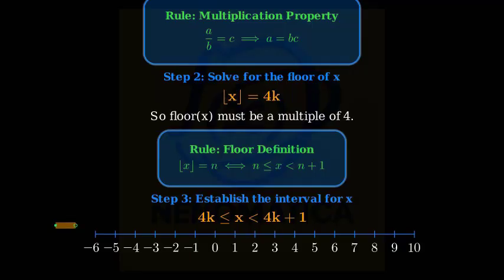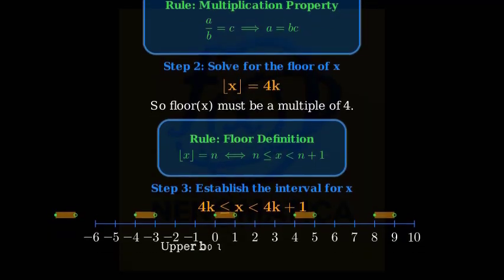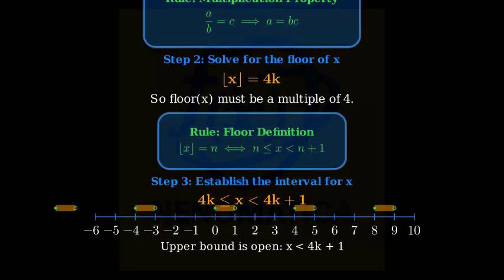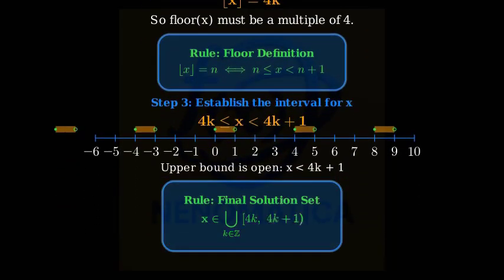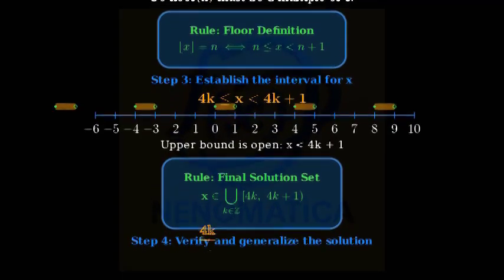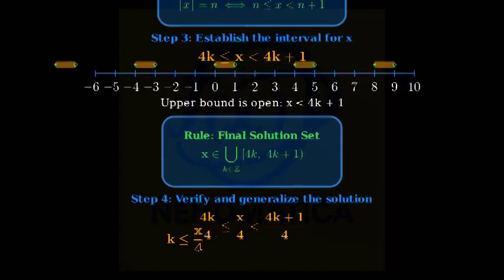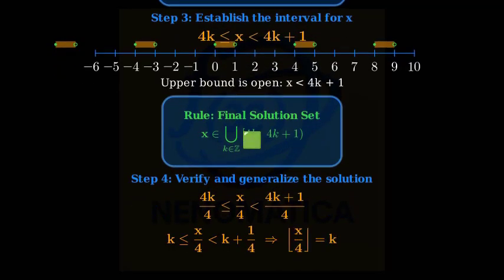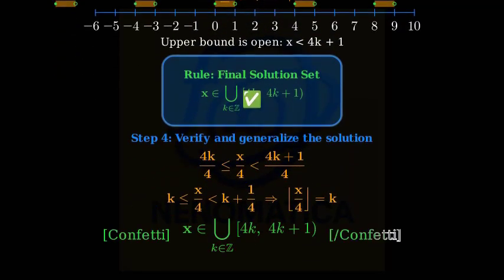Step 4. We verify by substitution and finalize the solution set. Divide the interval by 4. We get k is less than or equal to x over 4, and x over 4 is strictly less than k plus 1/4, so the floor of x over 4 is exactly k. This matches the right-hand side value k. Therefore, the equation holds for all such intervals.